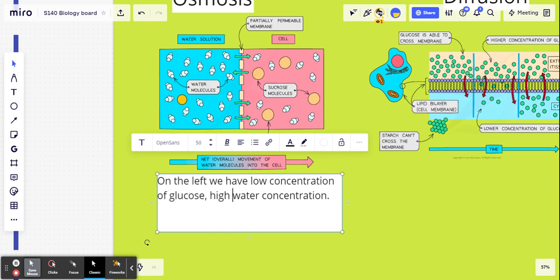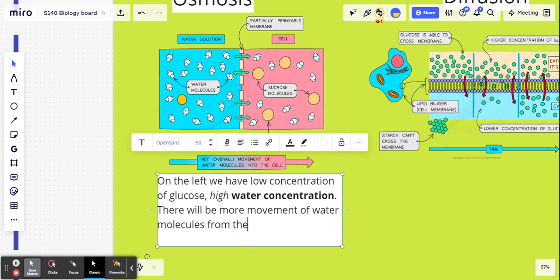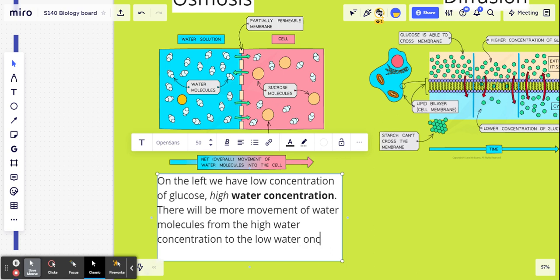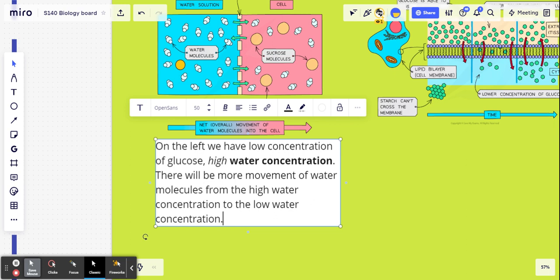It's a high water concentration, and then the opposite on the left. Okay, so I suppose in the case of diffusion, it was the glucose that was moving, and so more glucose was moving from the high to the low. In this case, more water is moving from the high water concentration to the low water concentration. There will be more movement of water molecules from the high water concentration to the low water concentration. But it leads to the same process happening anyway.